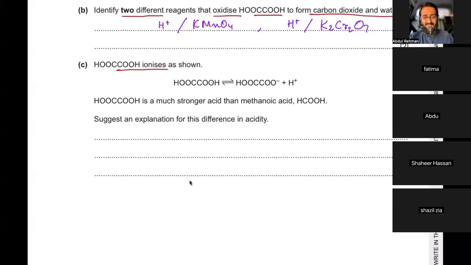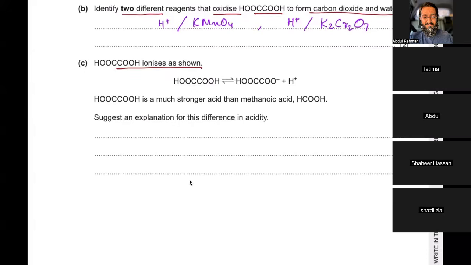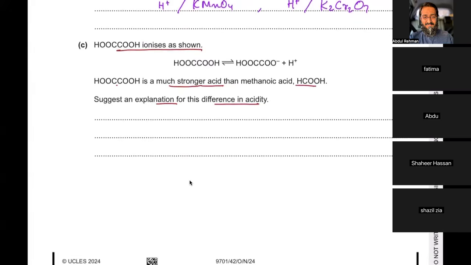Ethanedioic acid ionizes as shown. It is a much stronger acid than methanoic acid. Suggest an explanation for this difference in acidity. So the thing is that it has 2 C double bond O, right? And methanoic acid has only 1 C double bond O.